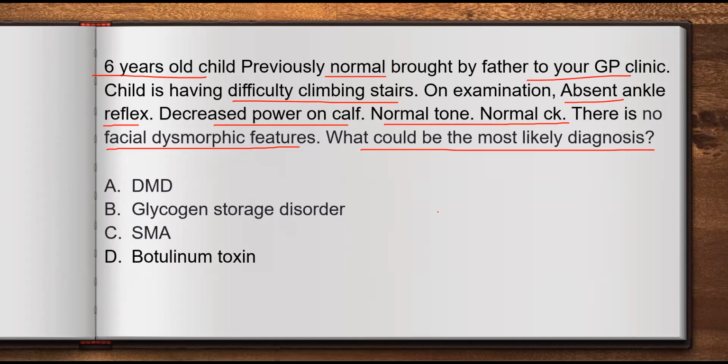So in this case, what we should think about, there are a lot of complicated things in here, like even a pediatrician has to think about it. So 6-year-old child, previously normal. The previously normal means that the child was normal previously. Child is having difficulty climbing stairs. When we climb stairs or go to upward positions, we usually use our proximal muscles of the hip, right? So that means in here, proximal muscles of the hip are not working properly or are weak, right?